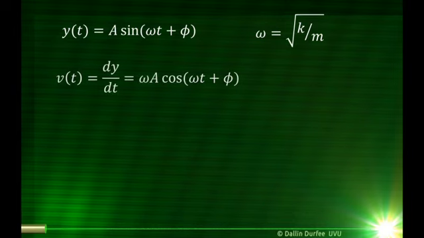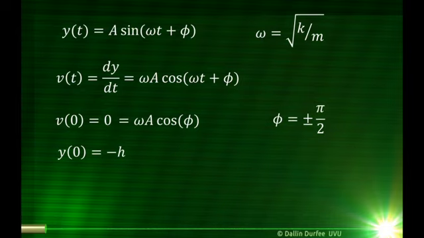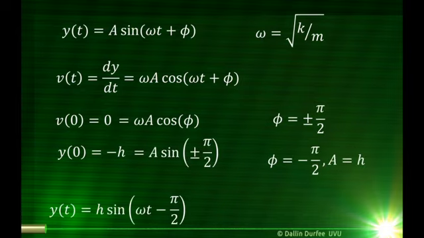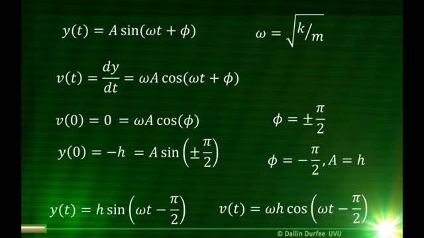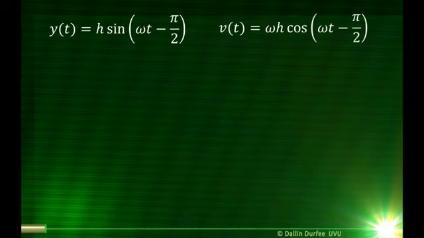Okay, so here's my equation. Omega is the square root of k over m, and I apply my initial conditions. Initial velocity 0, initial position negative h, just like we did before, and we decide y is just h sine of omega t minus pi over 2, and velocity is omega h cosine of omega t minus pi over 2. So now I have these equations.